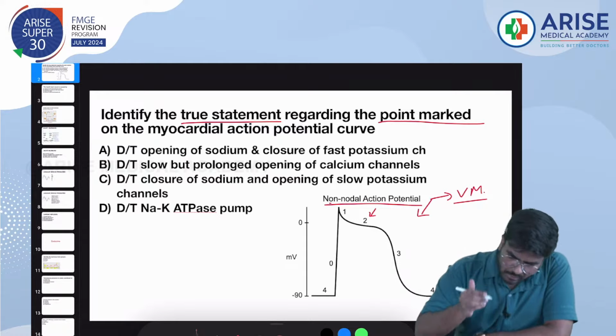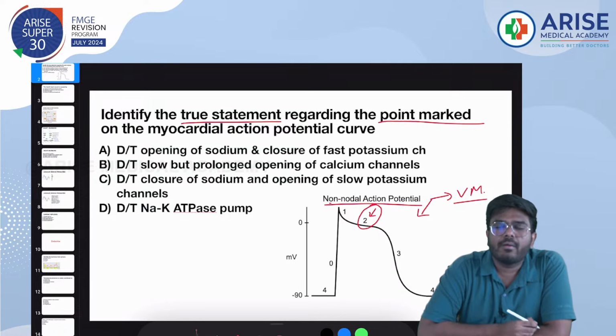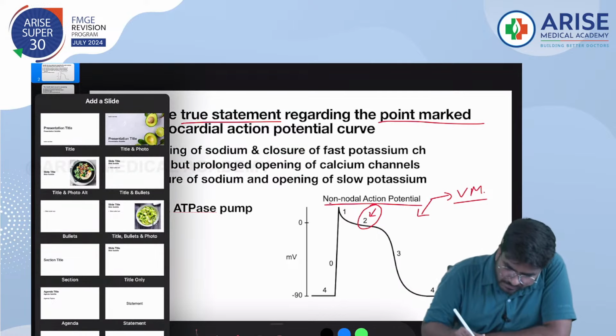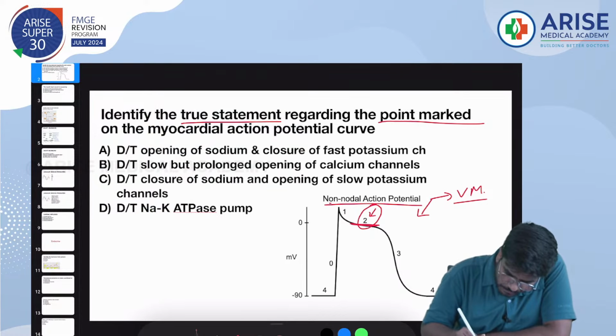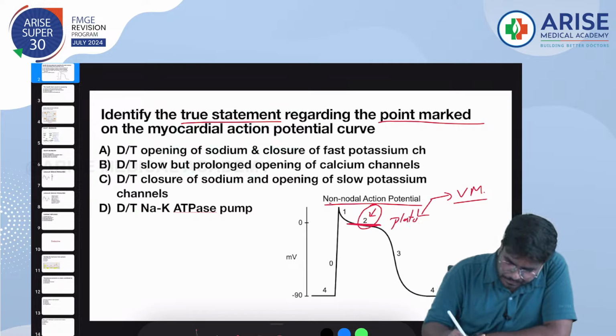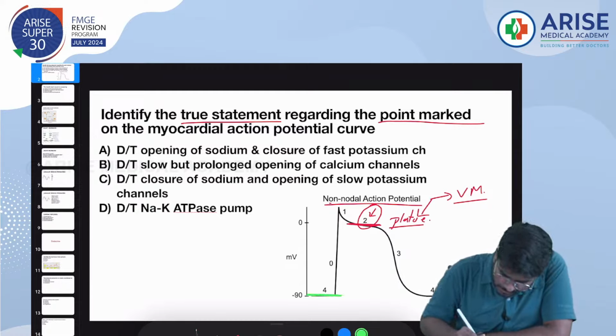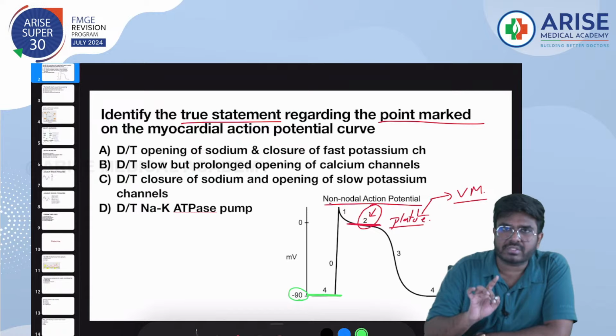Now, you know this marked area. I have marked this area. So what is this marked area? It's phase 2. Phase 2 is also called a plateau. First, look at this. This is the resting membrane potential. The resting membrane potential of a ventricular myocyte is minus 90 millivolts.